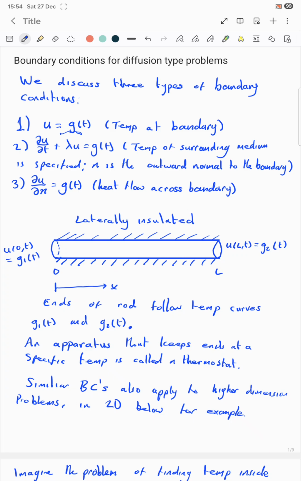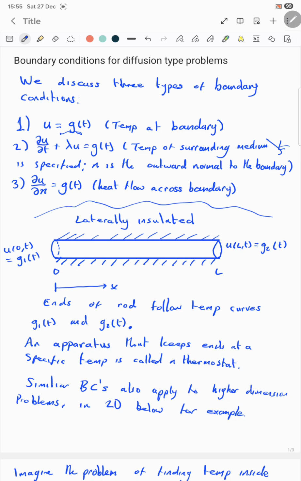And number two is du/dn plus lambda U equals g of t, and this is the temperature of the surrounding medium, which is specified. n is the outward normal to the boundary. And number three, du/dn equals g of t, and this is the heat flow across the boundary, which is visualized here, drawn pictorially.